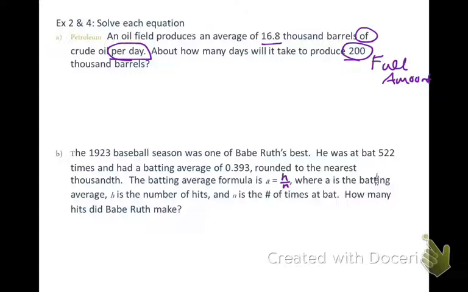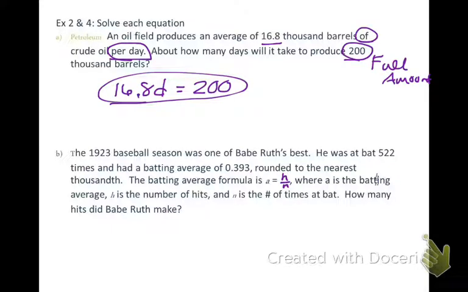So I have that it's 16.8 thousand of, that's math, of is multiply, crude oil per day. I'm going to make it a D immediately. You do not need that multiplication. You can just make it 16.8 D equals my full amount, which is 200,000 barrels. So I've already made an equation.